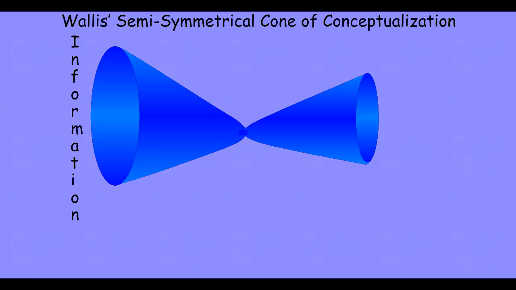So remember in the first concepts lecture, we talked about how concepts facilitate their roles for categorization and for storing, organizing, and retrieving knowledge by using my semi-symmetrical cone of conceptualization. So we said that when we are active in the world, our senses are taking in this superabundance of information, so much information that we really can't process it all.